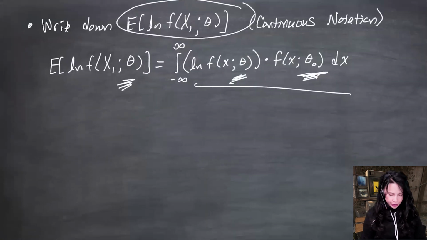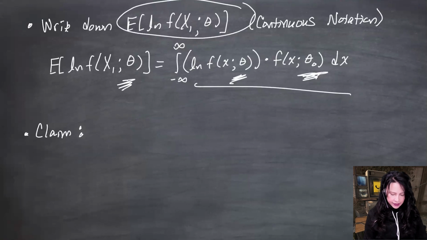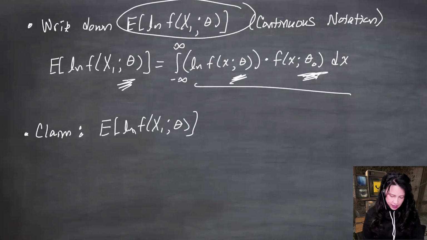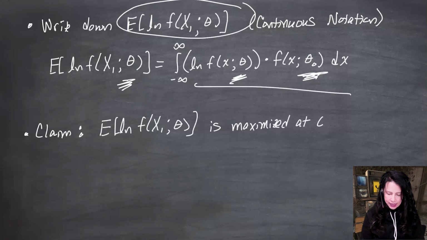Okay, I have a claim for you. We're almost done here. I claim that this expectation, the expected value of log f(x1, theta), is a function of theta. There's going to be no x in there because the expectation is there; that's going to be averaged out. There's no randomness. This is a function of theta. I claim that this is maximized at theta equals theta naught.